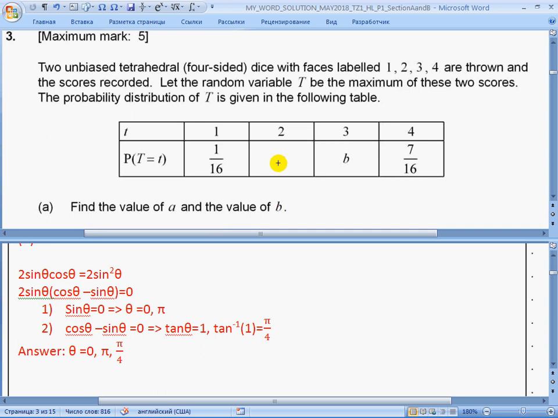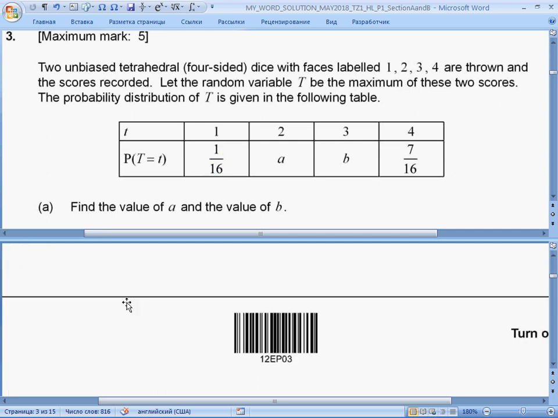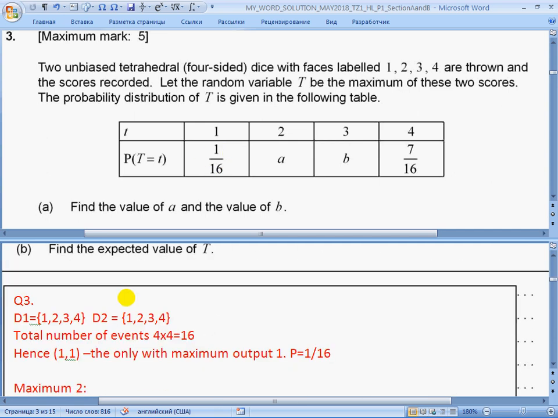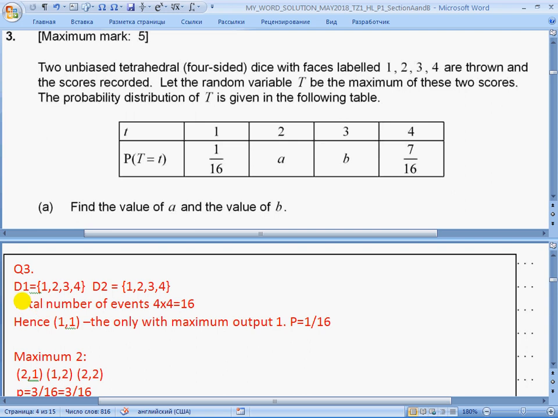So we should find the probability that the maximum score is 2 or the maximum score is 3. First we'll check why this is 1 over 16. So we have 2 dice. D1 has values 1, 2, 3 or 4. D2 has 1, 2, 3 or 4. The total number of combinations is 4 possible cases here times 4 possible cases here, which gives us 16.